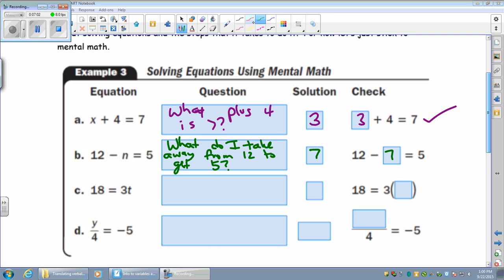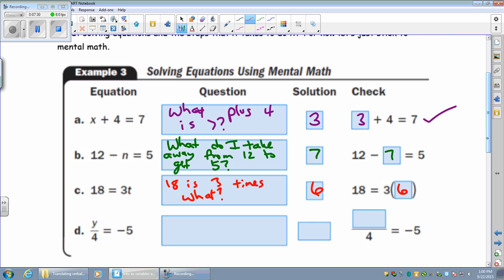All right, so moving on to the next one here, we have this 18 equal sign, 3 and a t. So obviously that means 18 is equal to 3 times a letter, or 3 times t. So basically 18 is 3 times what? So 3 times what is equal to 18? That's going to be 6, because, again, 3 times 6 is 18.